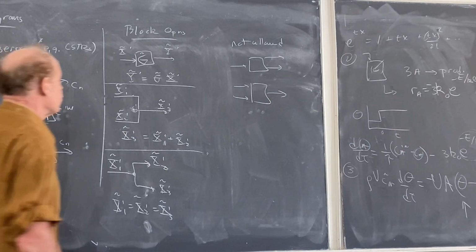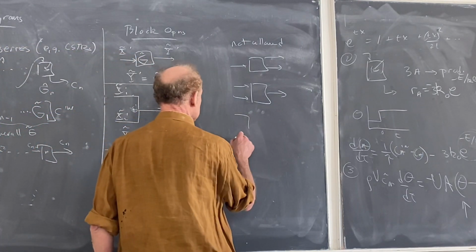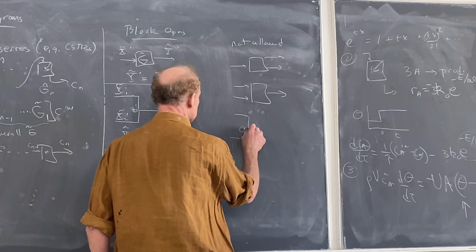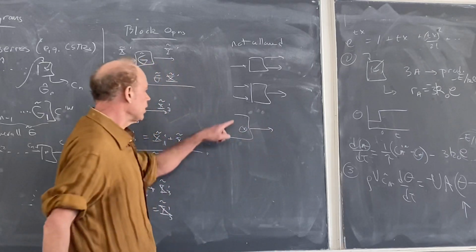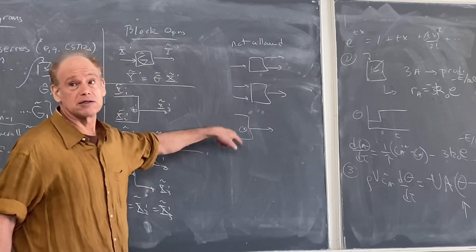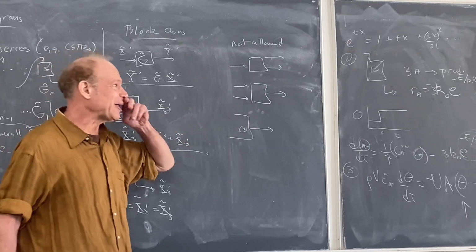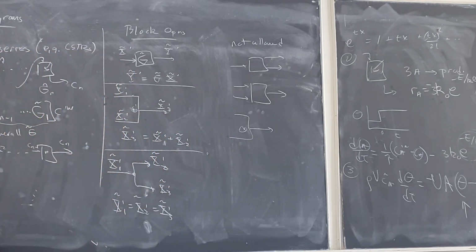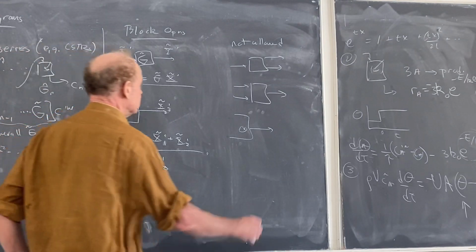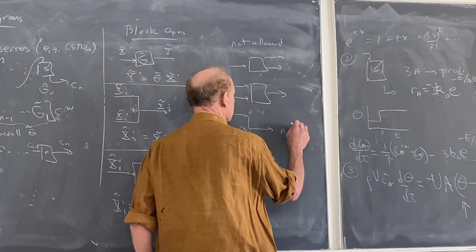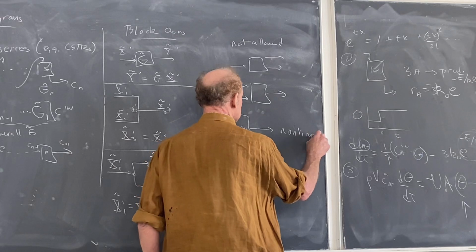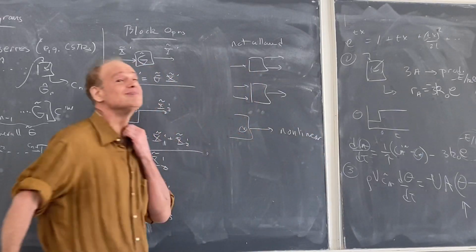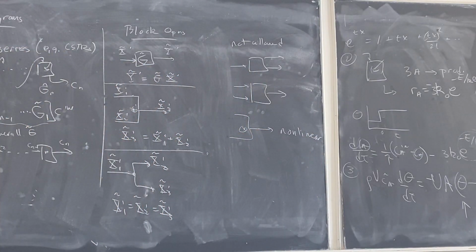Finally, another one that I'm not going to allow is a multiplication term, where the output would be the product of the inputs. Now, this is not always disallowed, but if I do that, this will be nonlinear. And we're only looking at linear processes. So why don't we do a couple of simple examples?